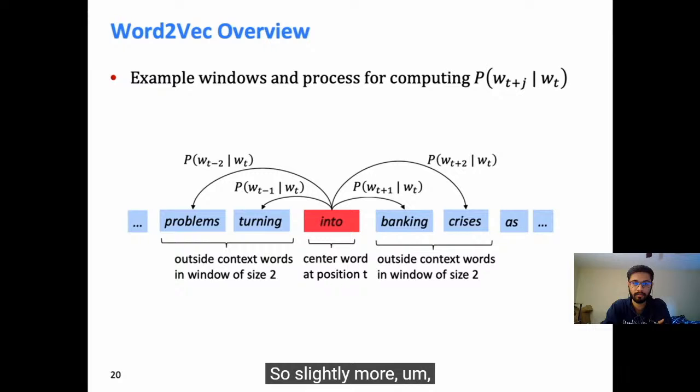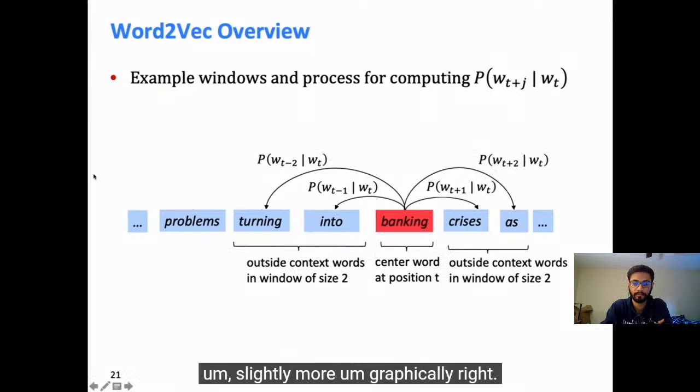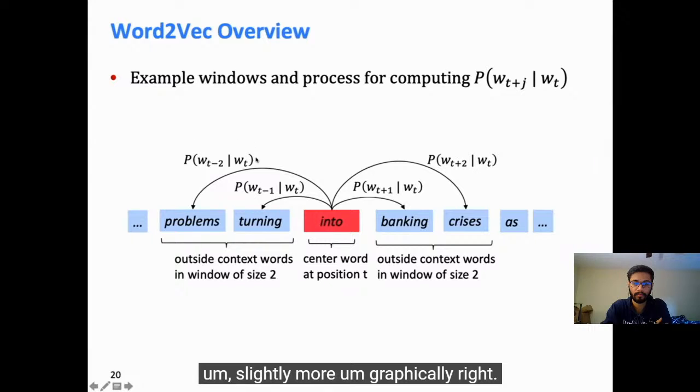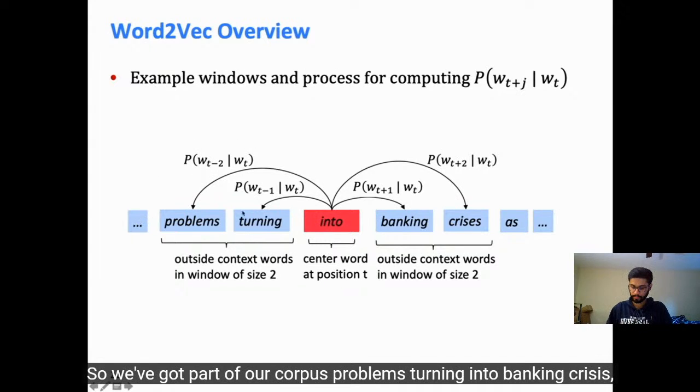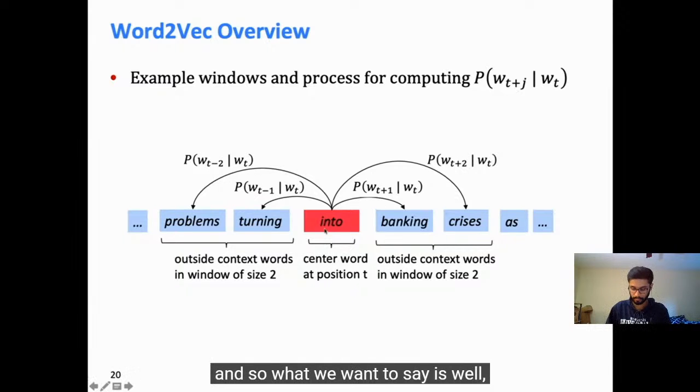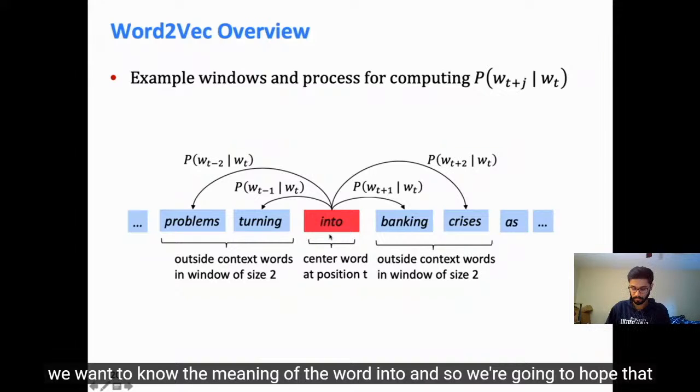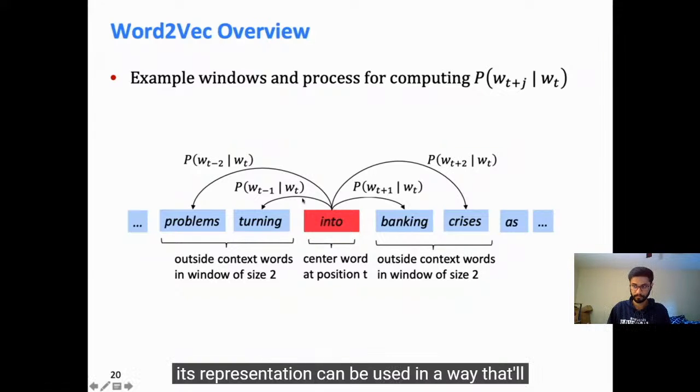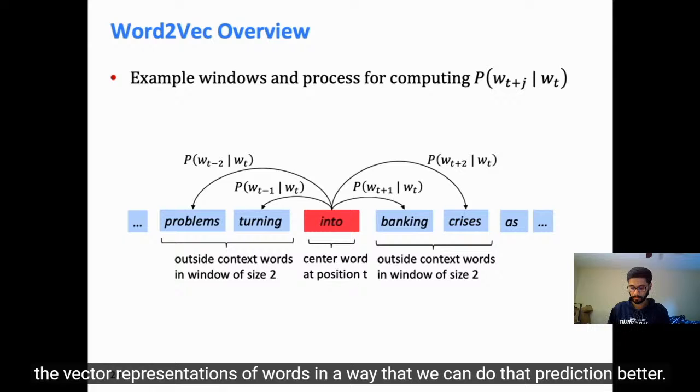So, slightly more graphically, here's the situation. We've got part of our corpus, problems turning into banking crises. And what we want to say is, we want to know the meaning of the word into. And so we're going to hope that its representation can be used, in a way that I'll make precise, to predict what words appear in the context of into, because that's the meaning of into. And so we're going to try and make those predictions, see how well we can predict, and then change the vector representation of words in a way that we can do that prediction better.